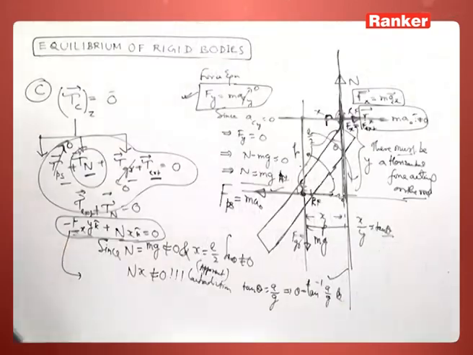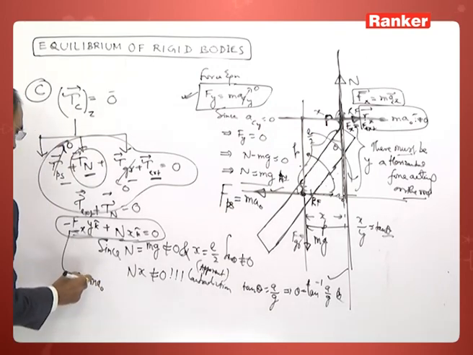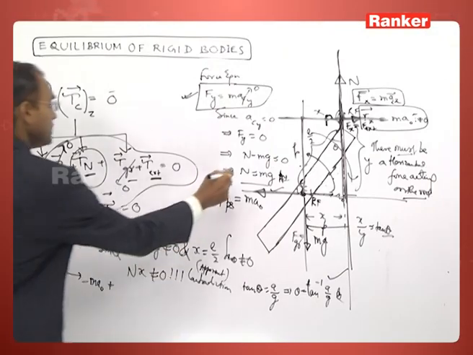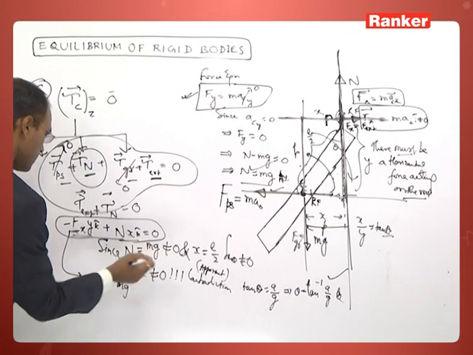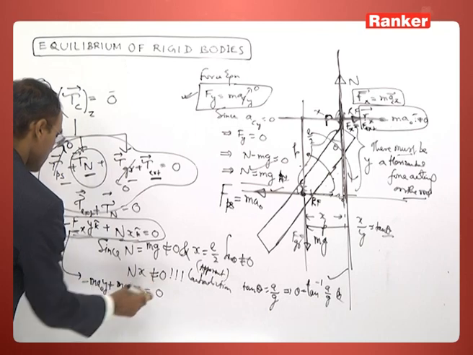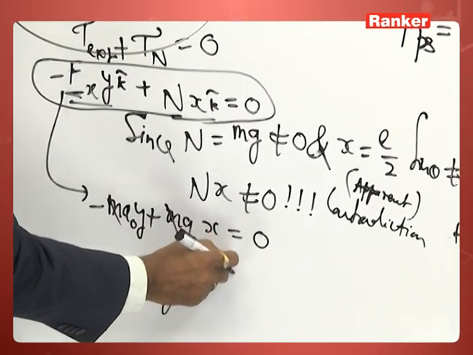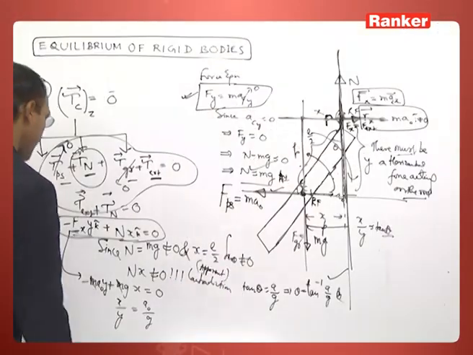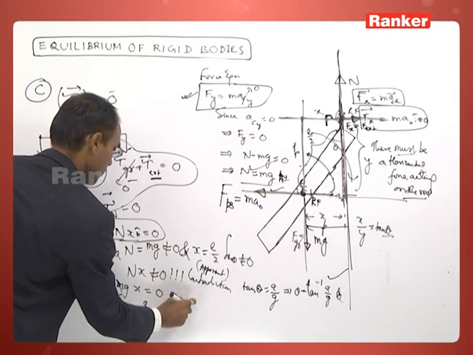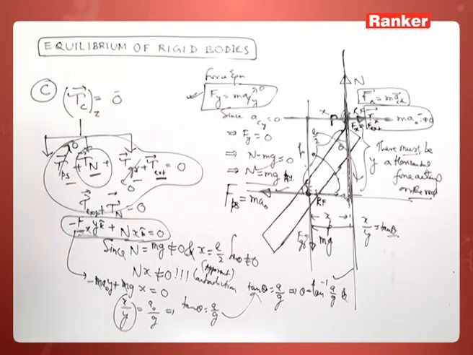What is Fx? Already you have calculated, m into a naught. Minus plus, what is N? N is equal to mg, we calculated, and multiplied with y, and N multiplied with x is equal to 0. So x by y is equal to a naught by g, and x by y is equal to how much? Tan theta. Therefore tan theta will be equal to a by g. Exactly the same answer we are getting by using this concept.